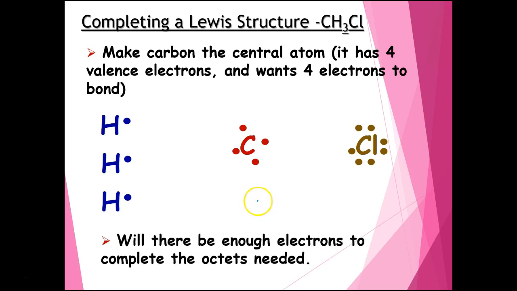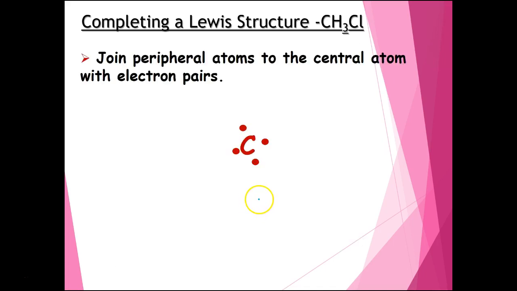Okay, so will there be enough electrons to complete everybody's octet? Let's see. So carbon, we join the hydrogens right there around the carbon, and we notice carbon still needs 1 electron to be shared, and chlorine also needs 1. So chlorine comes in and shares its 1. So now let's double check. Each hydrogen has 2 electrons, 2 and 2. Carbon has 2, 4, 6, 8, and chlorine has 2, 4, 6, 8. So everybody has an octet.